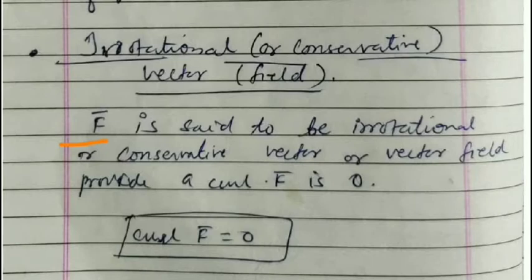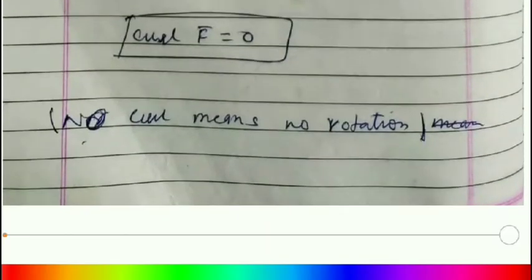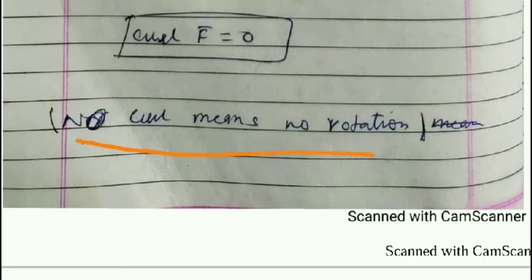F bar is said to be irrotational or conservative vector or vector field provided curl F bar is 0. That means if the value of curl of F bar is 0, then F bar is a conservative or irrotational vector. No curl means no rotation.